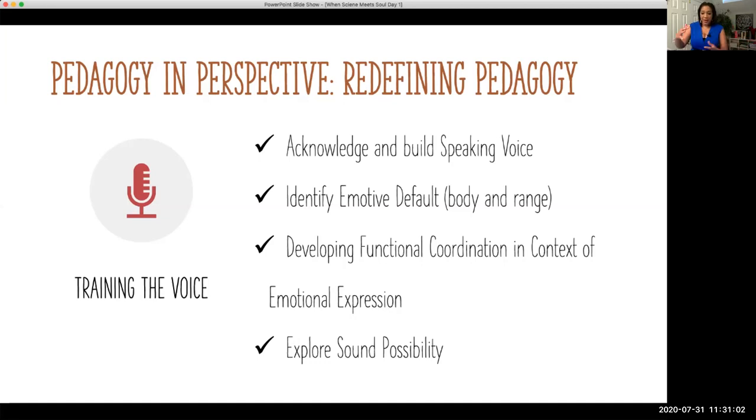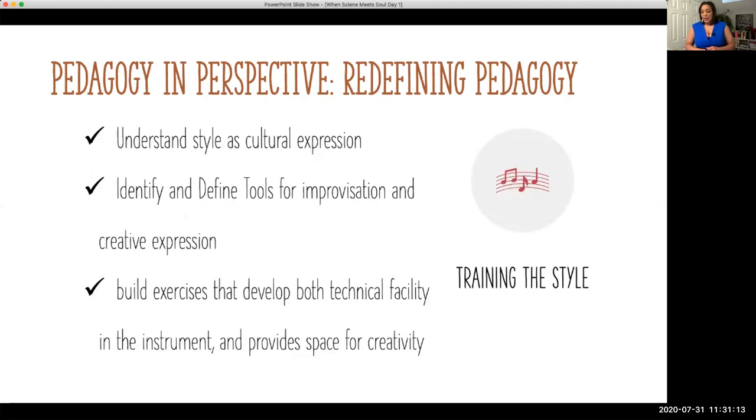So it's not a matter of hierarchy, no, this is right and this is wrong, but it's a matter of context. All right? In terms of training the style, you have to understand style as cultural expression. Style is cultural expression.